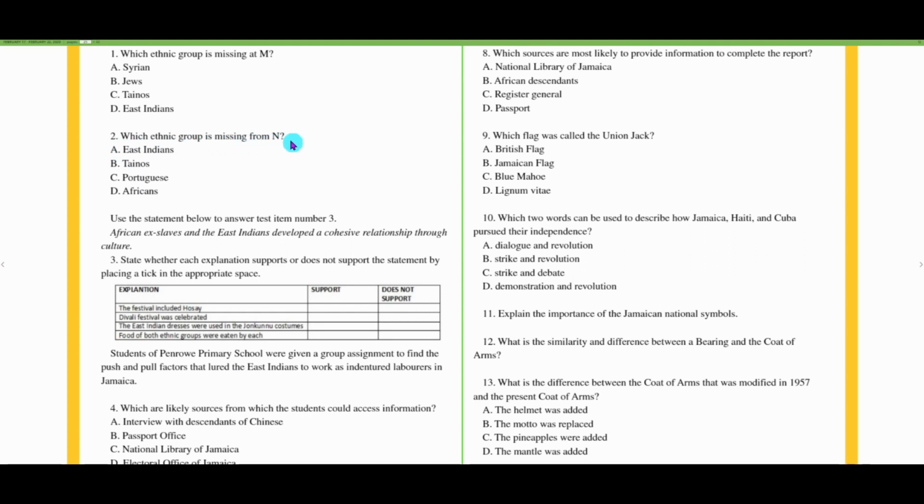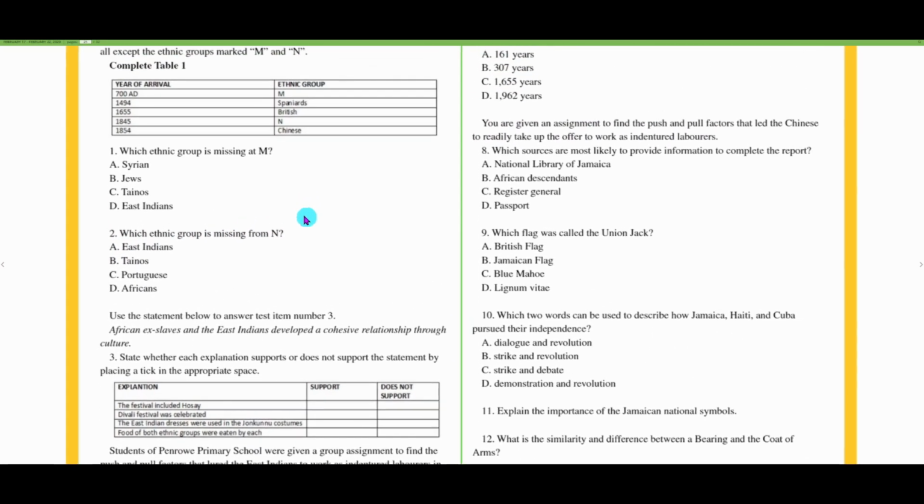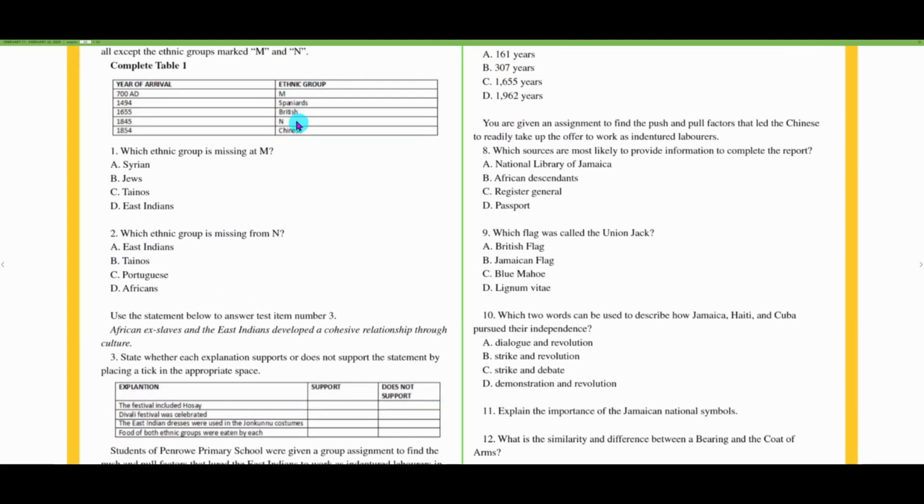Which ethnic group is missing from N? So after the British, we would have the East Indians, the Tainos. We used this already. Portuguese, Africans. I'm going to put East Indian.